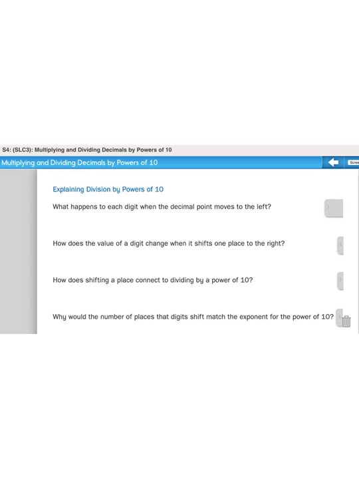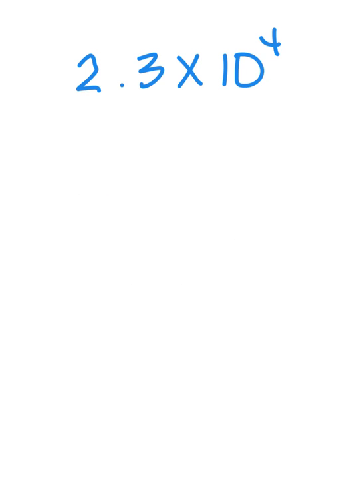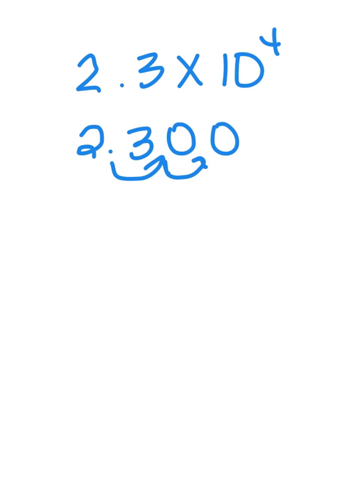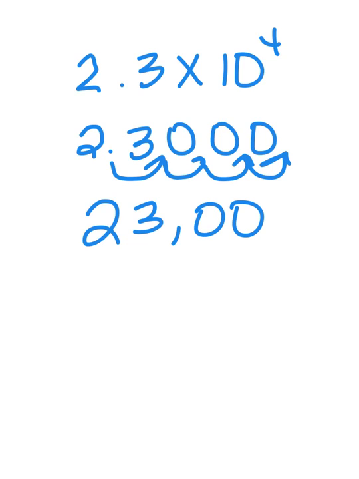Now let's do a few practice problems. Let's look at this example. 2.3 times 10 to the fourth. We now know that we need to move our decimal to the right. Since we're multiplying, our number's going to get bigger. So let me just draw an example of that. There's one place, there's 2, there's 3, and there's 4. Therefore, our answer is 23,000.